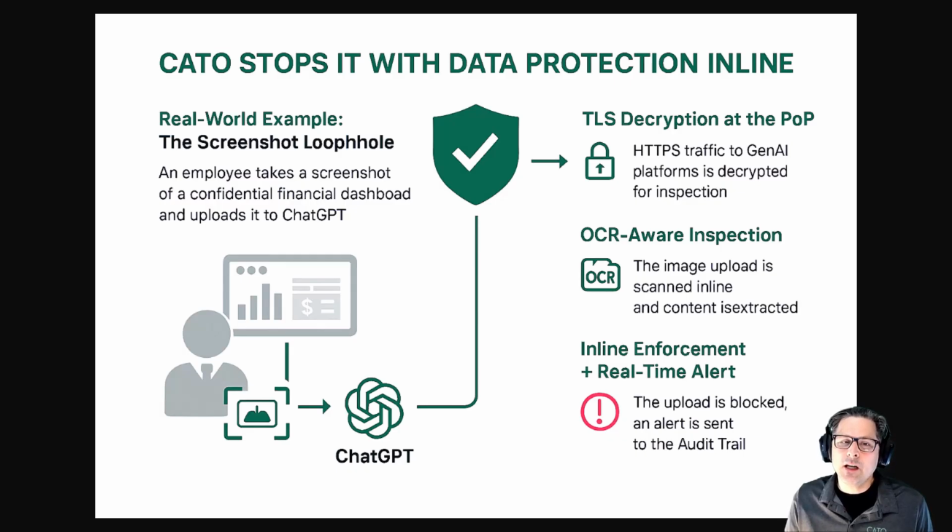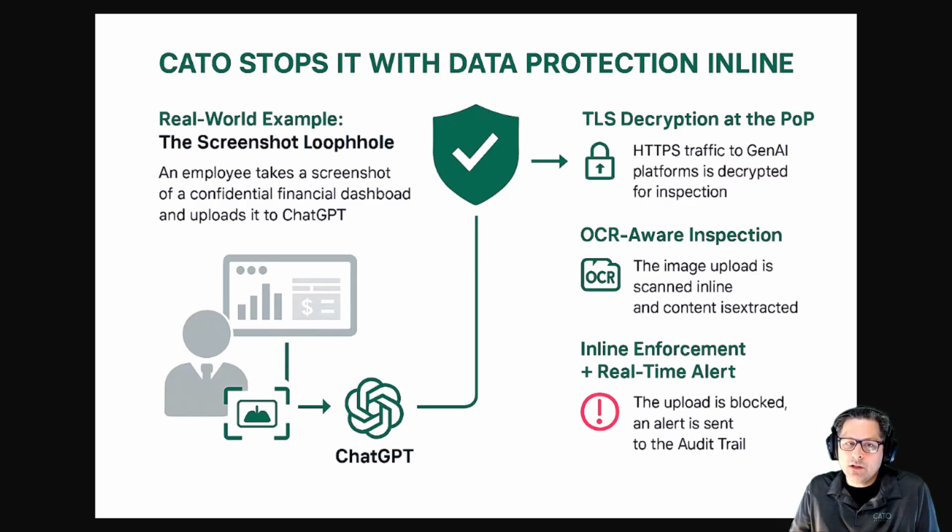Hi guys, in this video we're going to talk about using Cato controls to stop the leakage of sensitive data that might be in screenshots uploaded to generative AI tools. The example there is you take a screenshot of some text or some financial data innocently and then you upload it to ChatGPT or Gemini, and then you want it to be able to read it or translate it or do something with it.